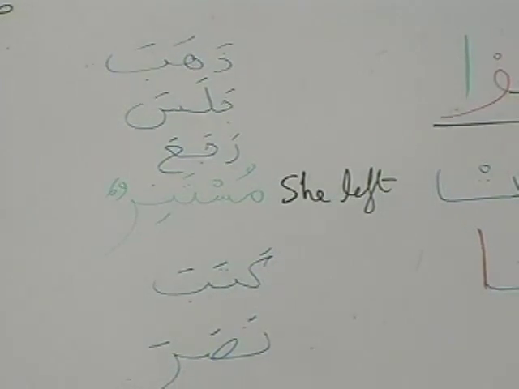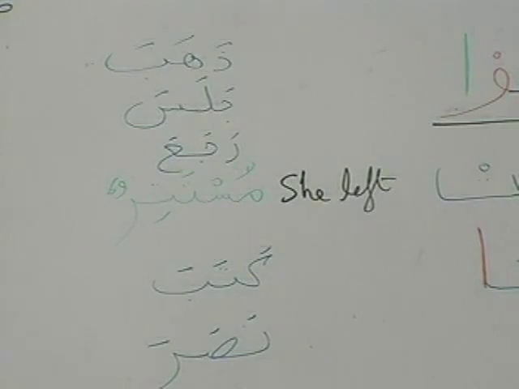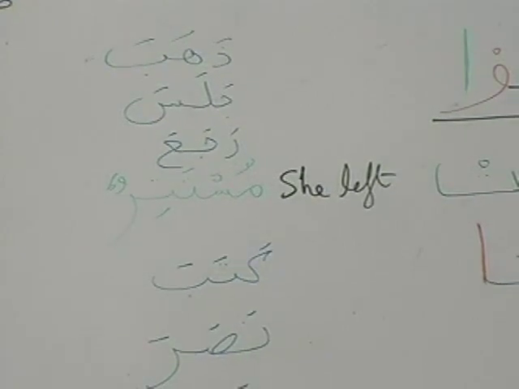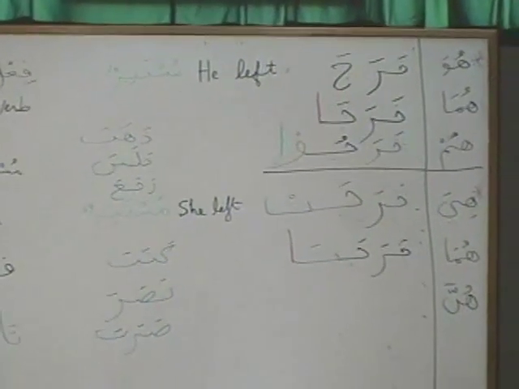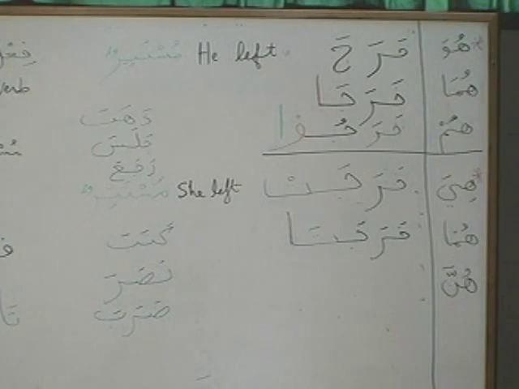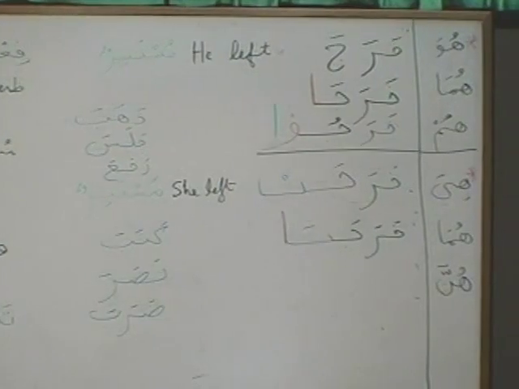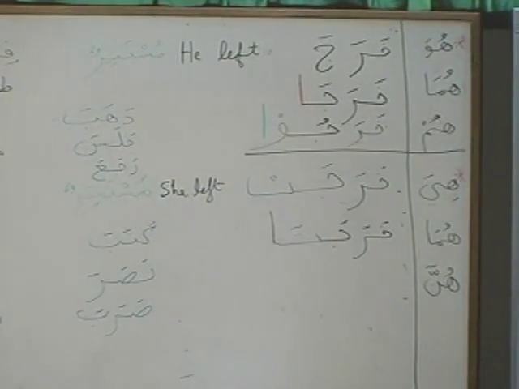Next one, brother. Jalasa. Ready? You should say it loudly, everyone. Jalasa, jalasu, jalasat, jalasata. Very good. Next one, brother. Raja'a, raja'u, raja'at, raja'ata. Are you with me? Next one. Kataba, katabu, katabat, katabata. Next one, brother and sister. Nasara, nasaru, nasarat, nasarata. Okay? Are you with me, brother? Next one. Daraba, darabu, darabat, darabata. Are you with me?